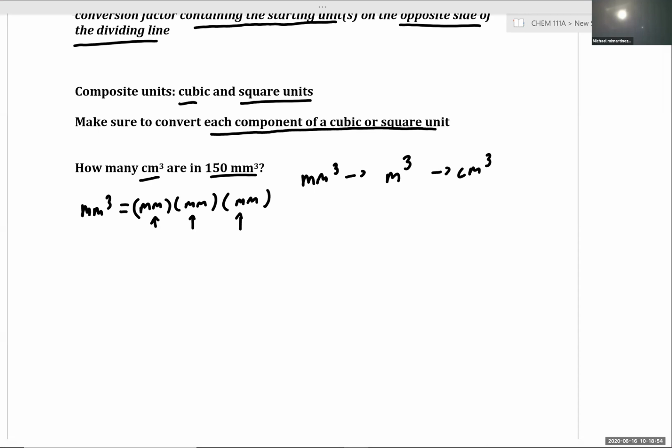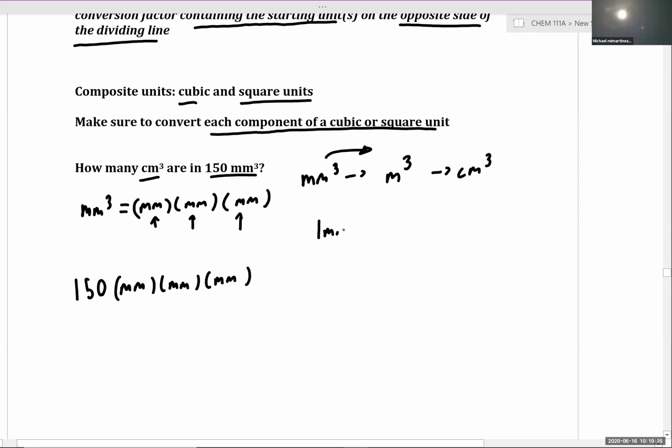Okay, so now that we have our solution map in place, let's talk about how we'd handle this problem. If we have 150 millimeters cubed, I'm going to write this out in the long form way so we can understand what's going on here. So we have 150 millimeters times millimeters times millimeters. Now, in our first step, if we want to go from millimeters to meters, let's write our equality. 1 millimeter corresponds to how many meters? Ten to the negative third, exactly right.